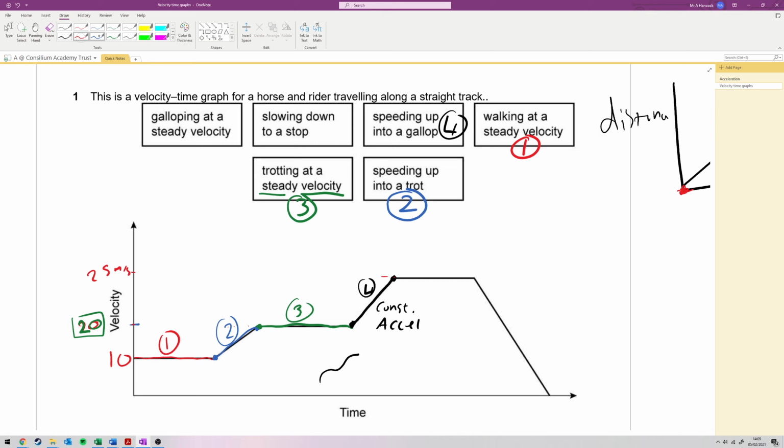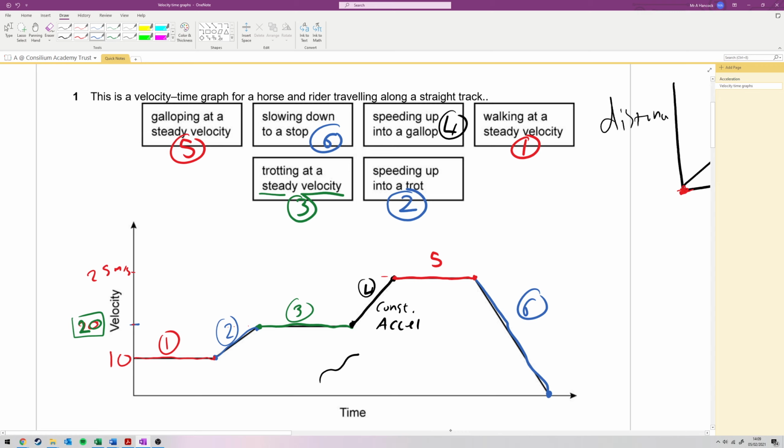Let's go back to red again. I think you've got the idea by now. Hopefully, for 5, you should know that this is a steady velocity, right? So this one must be 5. And then for 6, you can see the speed goes from 25 and it goes down to 0. So what is this person doing? Or this horse, I should say. This horse is slowing down.